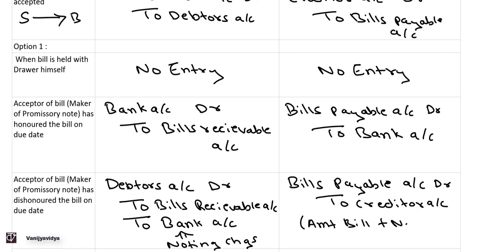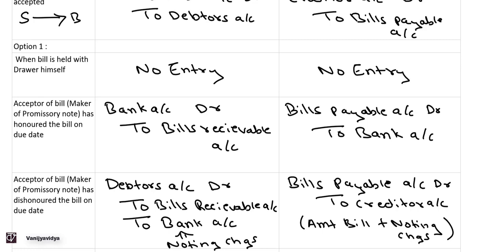plus noting charges. Now noting charges has to be borne by the acceptor of the bill, unless he was able to prove that the bill was not properly presented for the payment. Usually he has to bear the noting charges. So now the total liability will be your amount of the bill plus noting charges, which will be payable to the creditor.